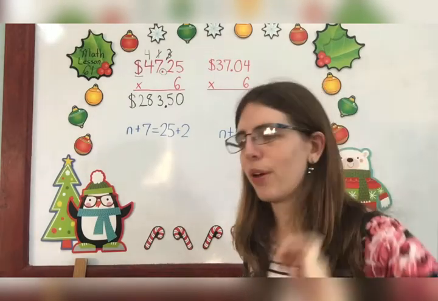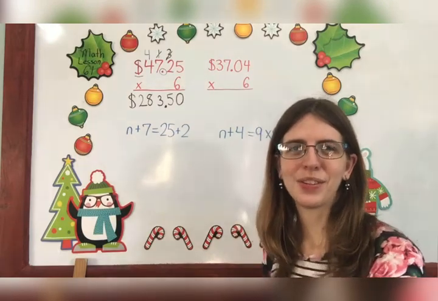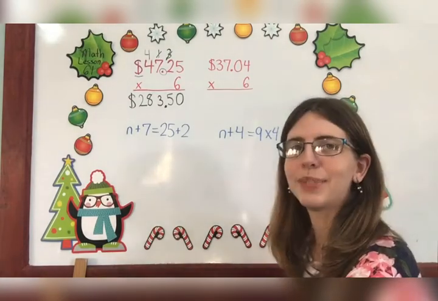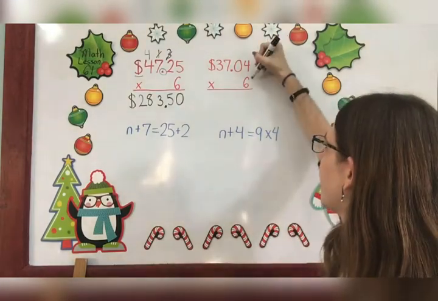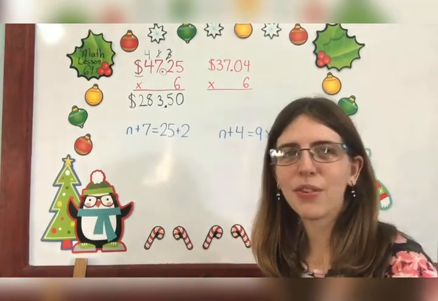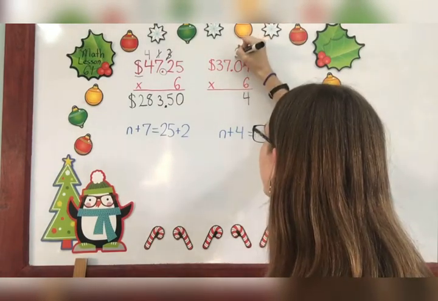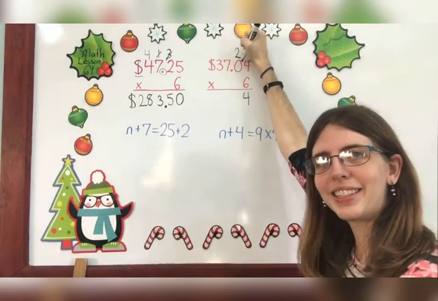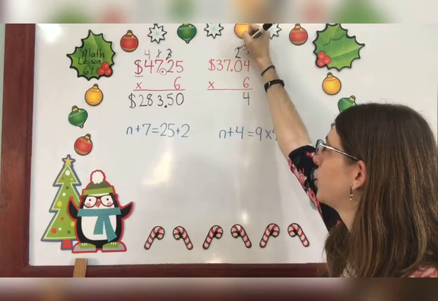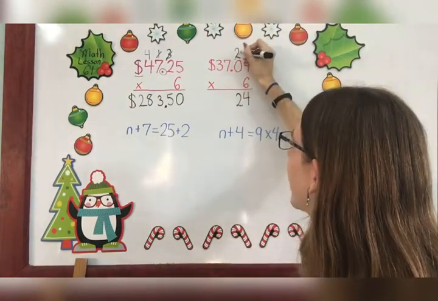Let's try another example. This is number 1, letter A in your book. So do it with me. We have $37.04 times 6. So we start at the very beginning. 6 times 4 is 24. Very good. Put down my 4, carry my 2. 6 times 0 is 0. That's right, anything times 0 is 0. Plus 2 is 2. Nothing to carry, so I just go to the next digit.